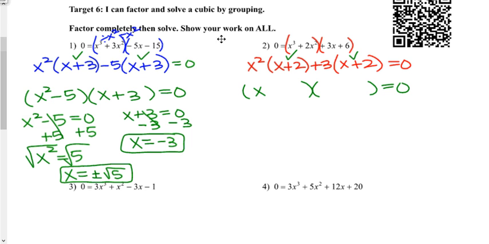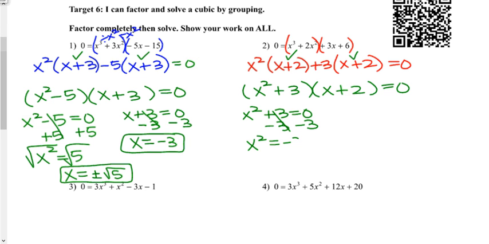So I'm going to rewrite this as the 2 factors like we are used to. One of them is going to come from the things we factored out, so x squared plus 3. The other comes from the green check mark in parentheses, so x plus 2. Now I can solve. x squared plus 3 equals 0. I subtract 3 from both sides. I get x squared equals negative 3. And then I take the square root of both sides.